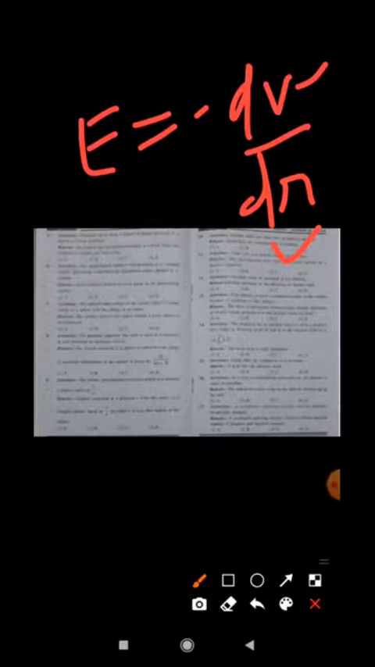This reason is correct, but it does not explain the potential or the equipotential surface that we have just drawn. So the reason is true, but it is not the correct explanation of the assertion. Hence the second option, option B, will be correct for this question.